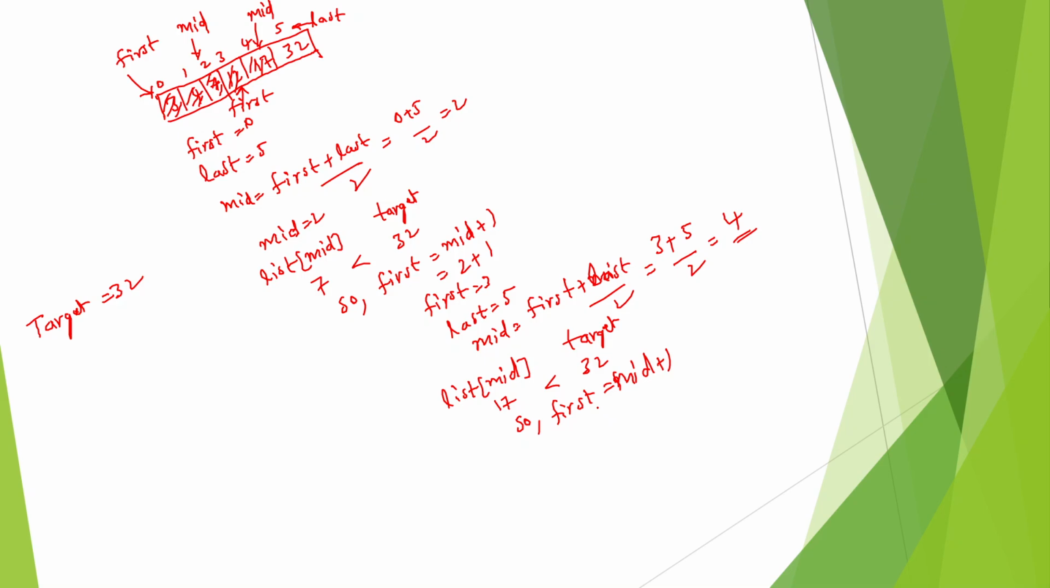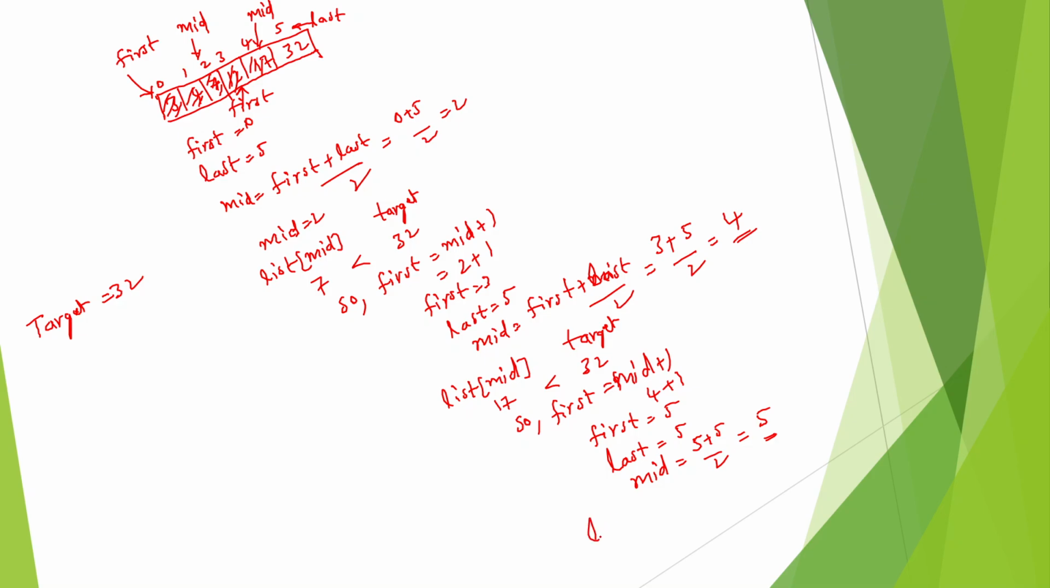Look, now first equals to mid plus 1. How much is the mid value? It is 4. 4 plus 1 is 5. So first is 5. Last stays as it is, 5. Then calculate the new mid: mid equals first plus last divided by 2, that is 10 by 2, again we got 5 only.